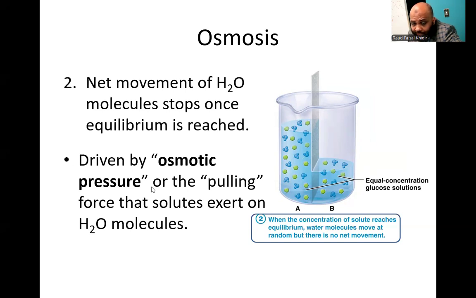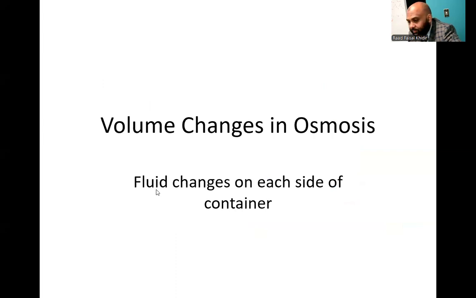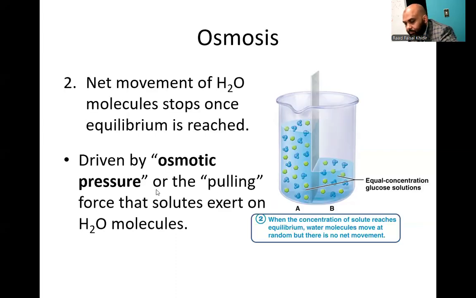It is driven by osmotic pressure, or the pulling force that solutes exert on the water. So when the concentration of solute reaches equilibrium, water molecules move at random, but there is no net movement. Okay, that's about osmotic pressure, so I think I misunderstand what it's there for. So is it there to stop diffusion?